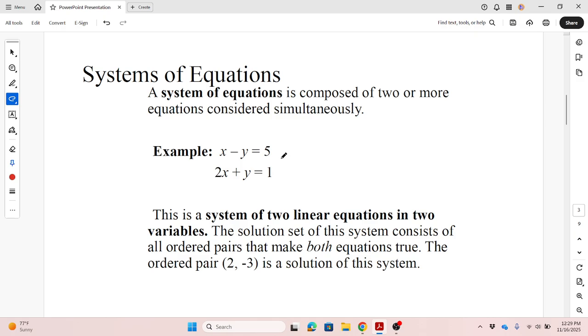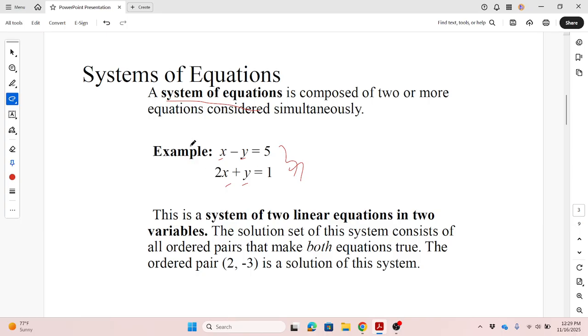So let's say you have a system of equations in two variables. There might be more than two equations. That's why it's called a system of equations: two or more equations. For example, in this one there are two equations and two variables. Our job is to find the values of x and y that satisfy both of the equations. So this is a system of two linear equations in two variables.